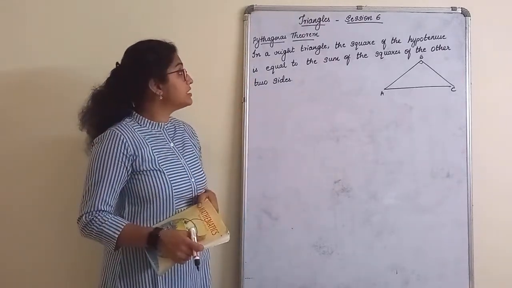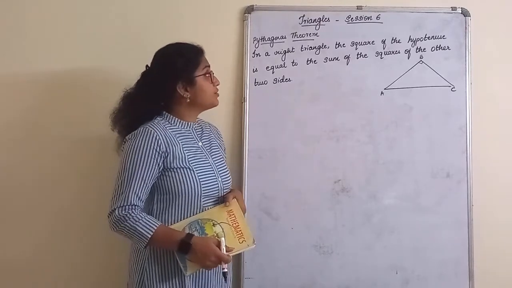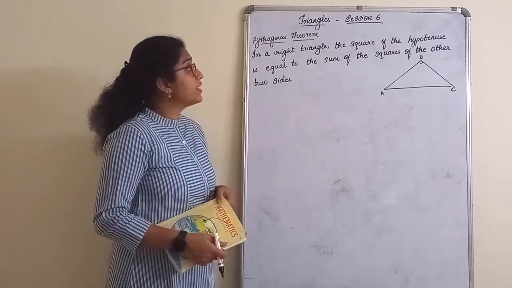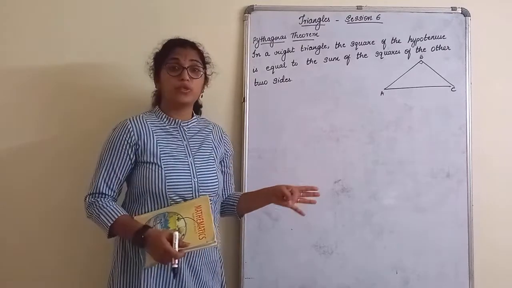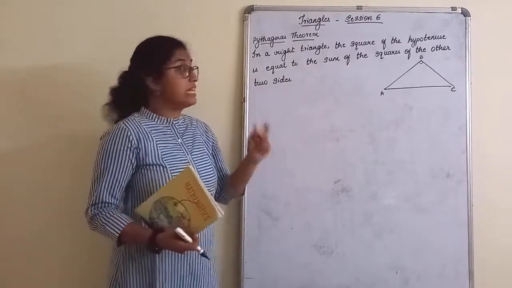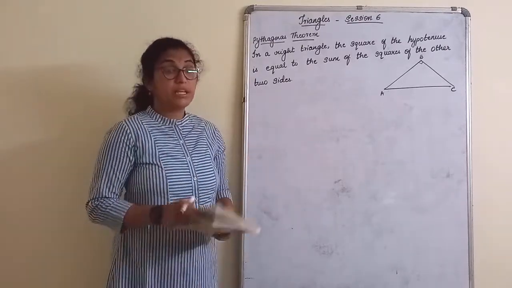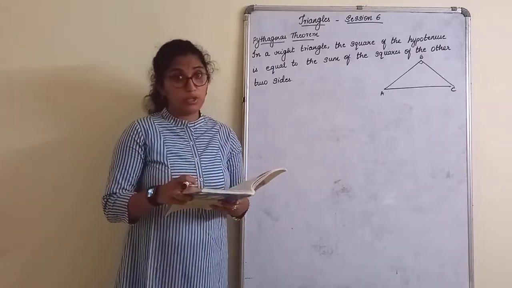So what does it say? In a right angle triangle, the square of the hypotenuse is equal to the sum of the squares of the other two sides. We know this. This is the Pythagoras theorem. There is also one more definition given in your book. You can go through that.